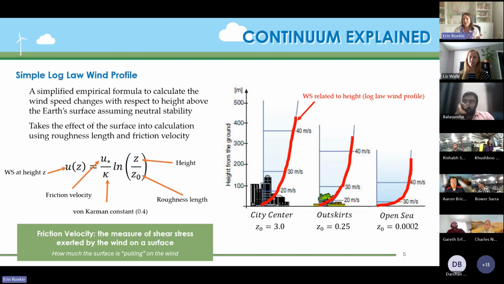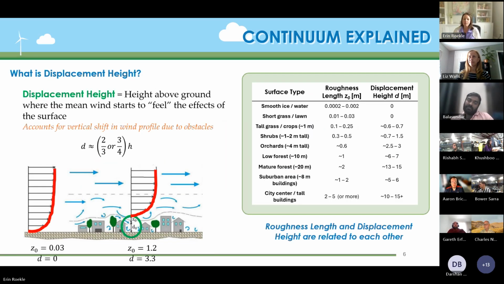Take it one step further, let's look at an area, open land or open sea, that doesn't really have much of anything. It's got a very, very smooth surface, so we have a very small roughness length. And we can see here the shape of our wind profile, the shape of the wind speed in relation to height, is fairly different. And again, the only thing we're changing is that roughness length. So we get to 30 meters per second much lower in the atmosphere, above ground level, than we do in the city center. So that is roughness length.